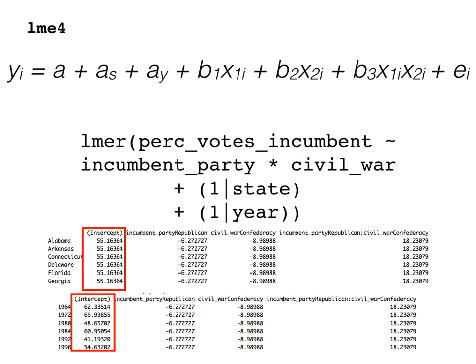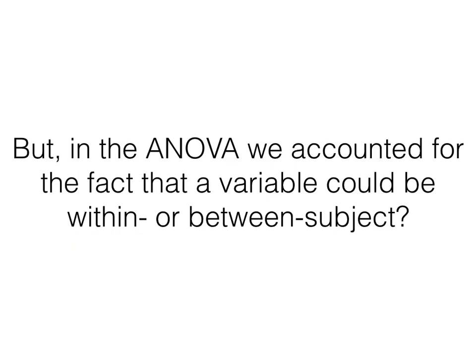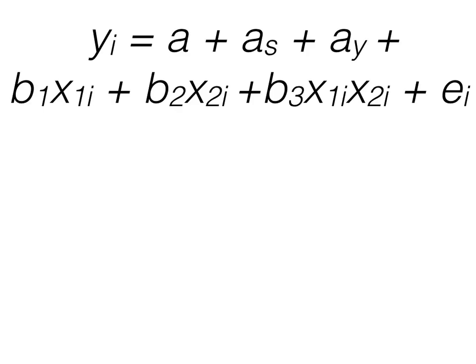However, for year, you can see that we do indeed get different intercepts for each level of year, as expected by adding year as a random intercept. One thing you need to be thinking though is, in ANOVA, we accounted for the fact that a variable could be within or between subject. Right now, with our random intercepts, that's not being accounted for, which brings us to part 2 of the math for today. Here's our equation thus far for a linear mixed effects model with two random intercepts.